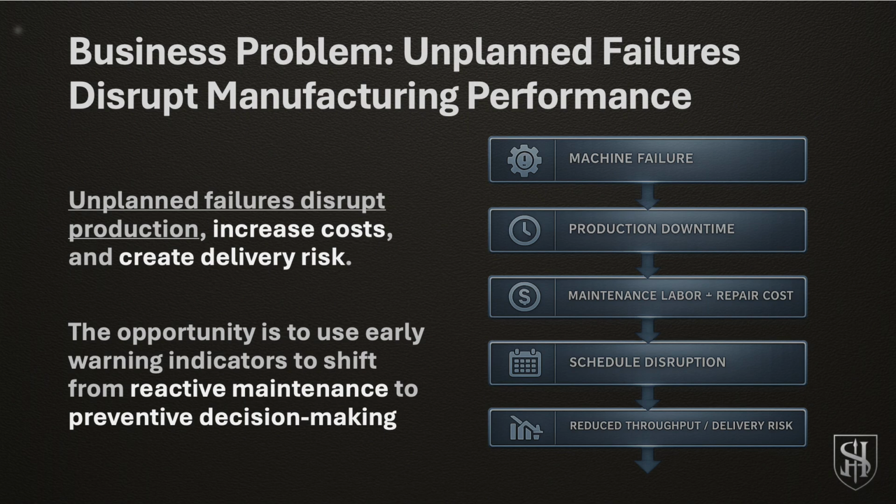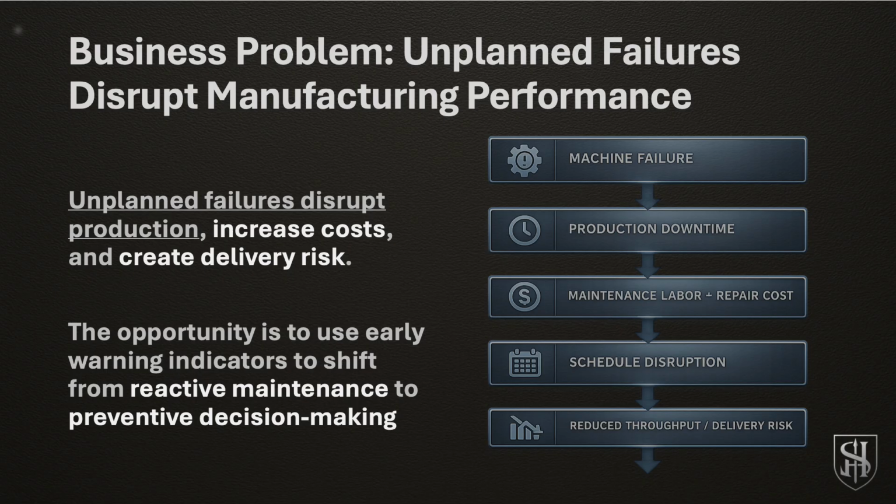The business problem in this project is that reactive maintenance gives leadership limited time to respond. If maintenance teams only act after a machine fails, the organization is already absorbing the cost of downtime, repair work, and schedule disruption. A more effective approach is to identify warning signs before failure occurs. This is the purpose of predictive maintenance analytics.